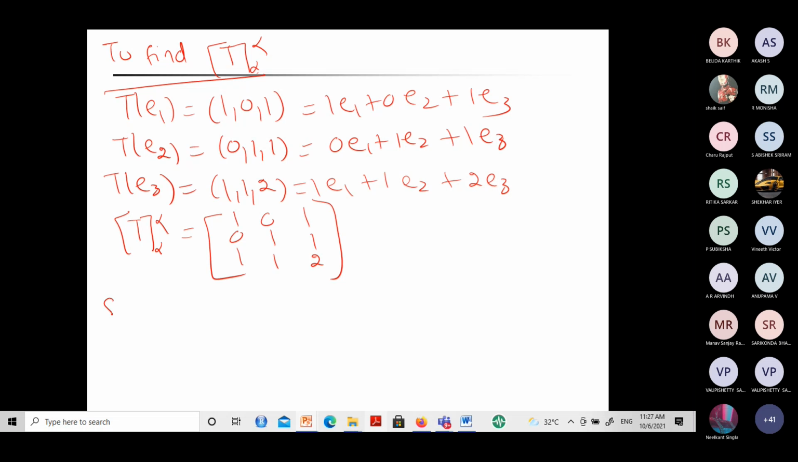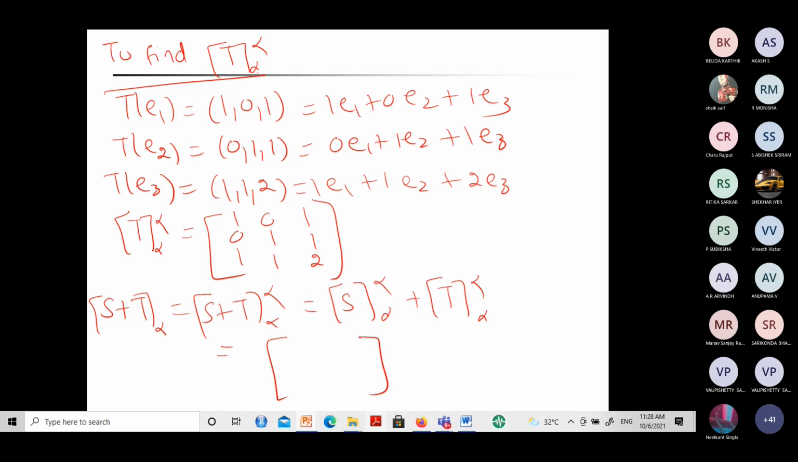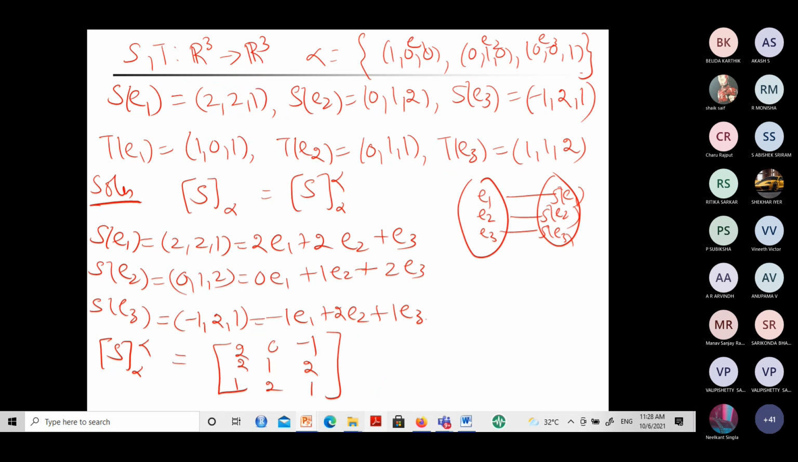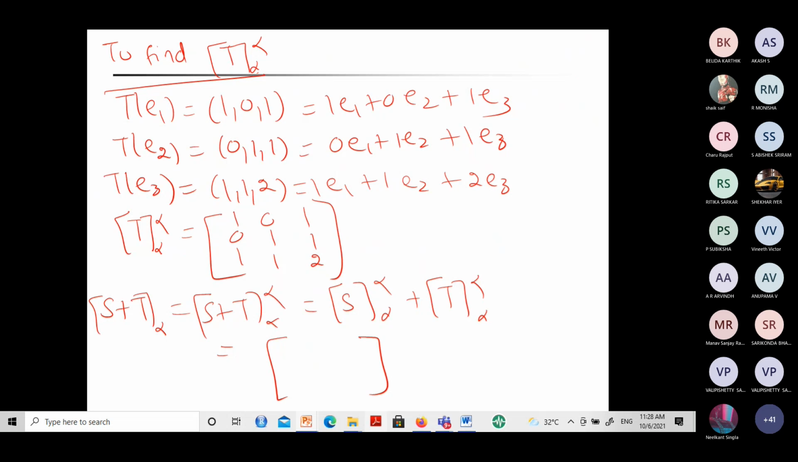Now what is being asked? S plus T alpha is asked. What is that? S alpha to alpha plus T alpha to alpha. Just now we have seen how to write S alpha to alpha and T alpha to alpha. Can you please add that and say? 300. Okay, you have taken down. Good. Second row: 223. And 233.